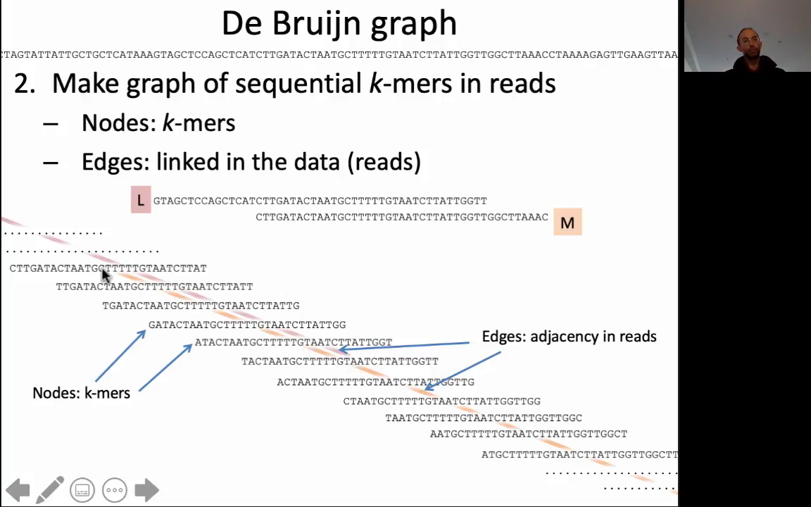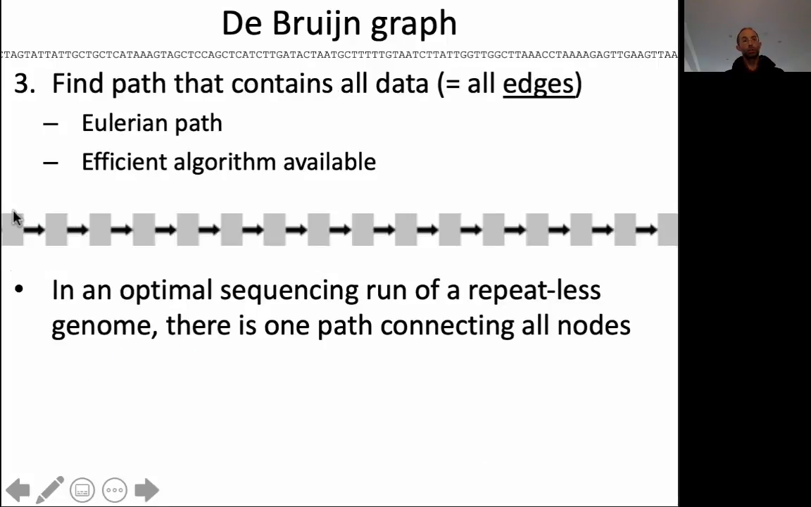So if we can imagine this representing a single genome assembly, then we can see that a very simple graph will actually arise where all of the k-mers are nodes, and if there's a simple genome where there's no repeats, for example, then there would be a single path that connects all of the nodes, and all that we need to do is find a path that connects all of the data, in this case all of the edges, and this is called an Eulerian path. So the Eulerian path is actually very easy to calculate for a computer.